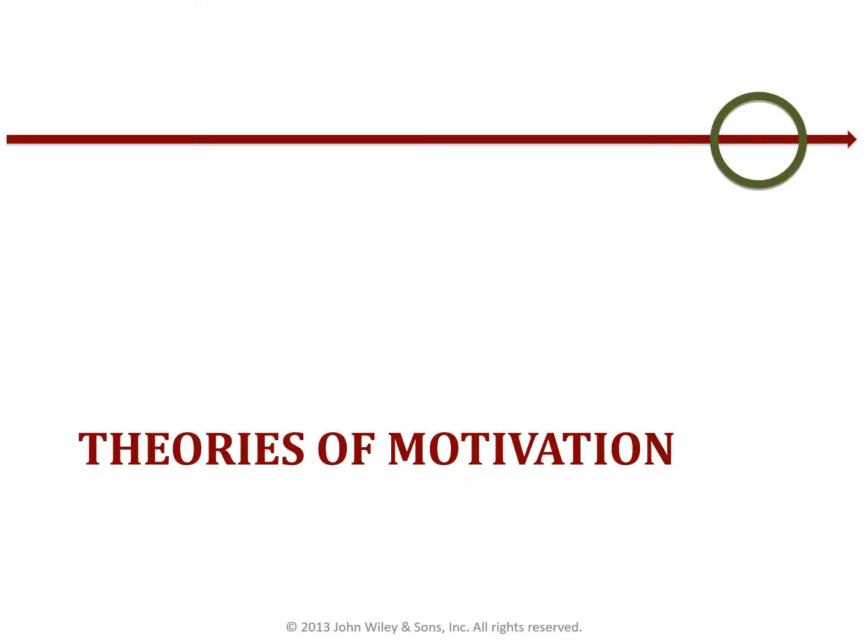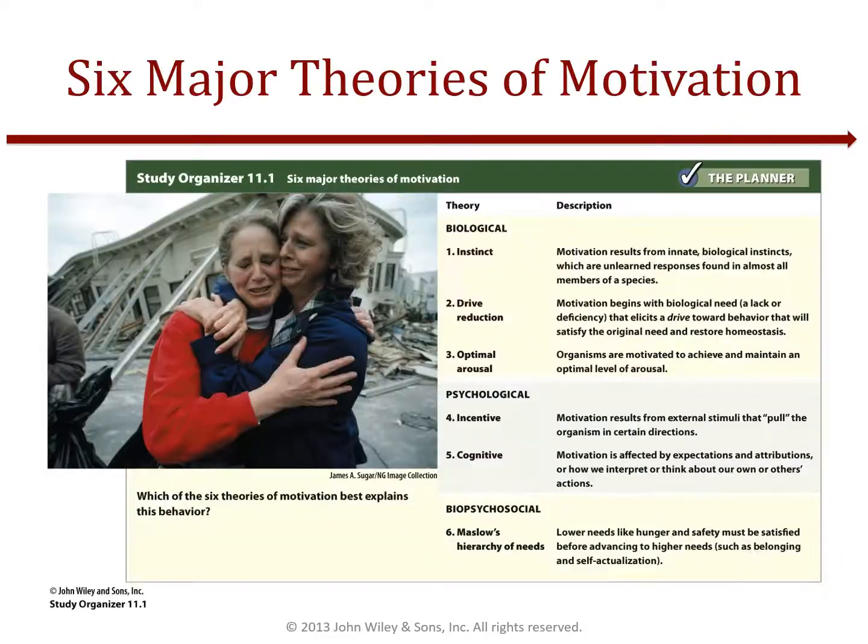So first thing we need to look at are those theories of motivation. Now, there are 6 major types of theories that we deal with when we're talking about motivation, and they're broken up in between biological, psychological, as well as psychosocial.